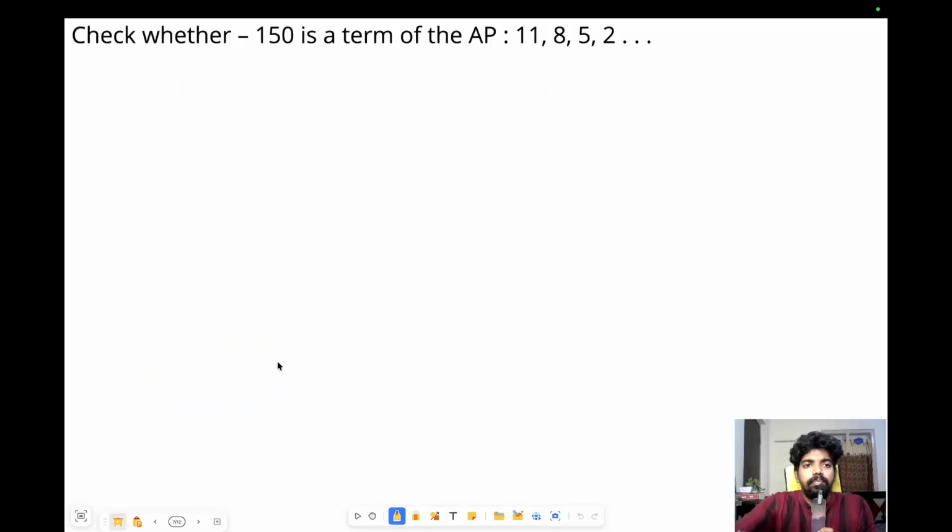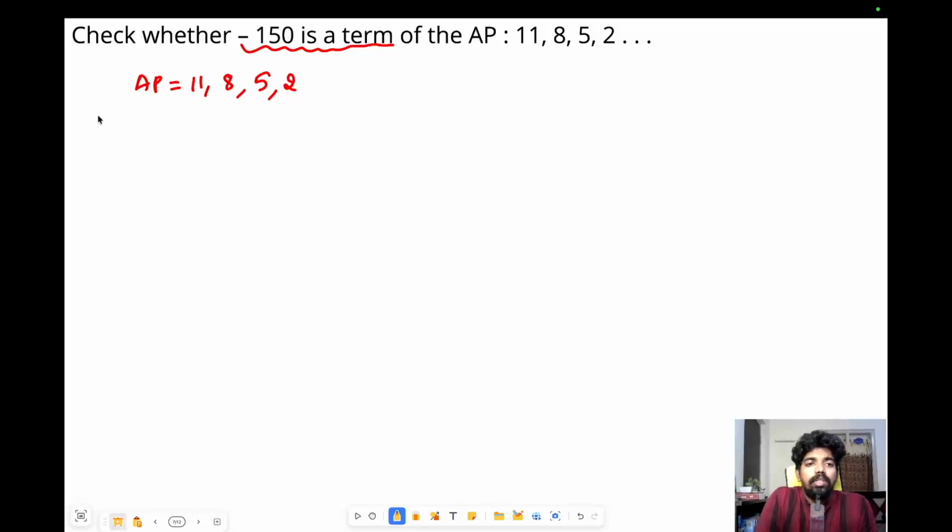Next question, check whether minus 150 is a term of the AP 11, 8, 5, 2. What AP is given? 11, 8, 5, 2. Check whether minus 150 is a term of the AP. That means we have to check whether minus 150 comes in this AP or not.